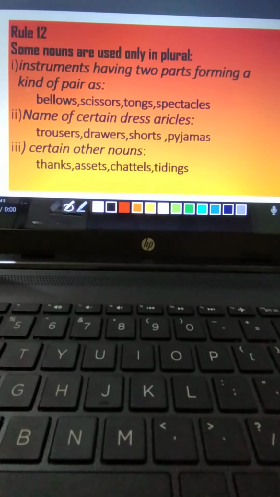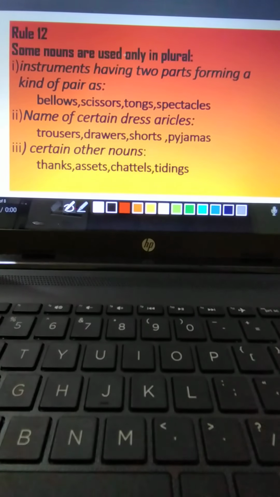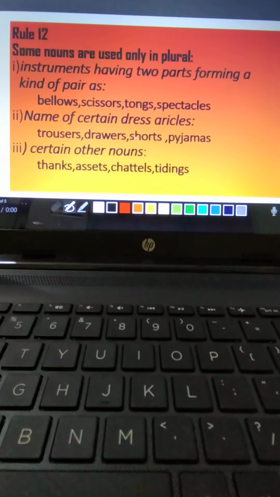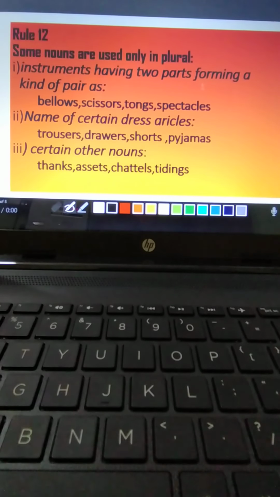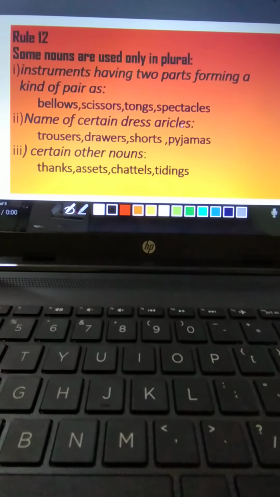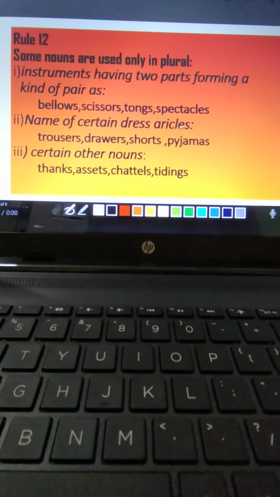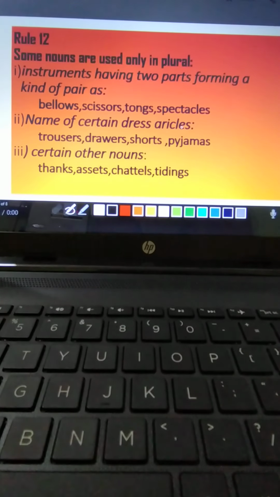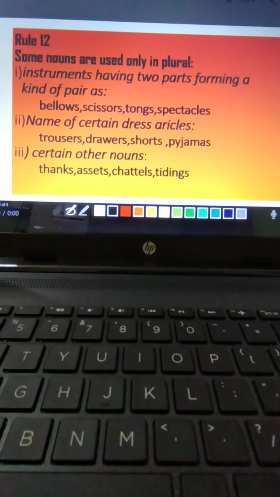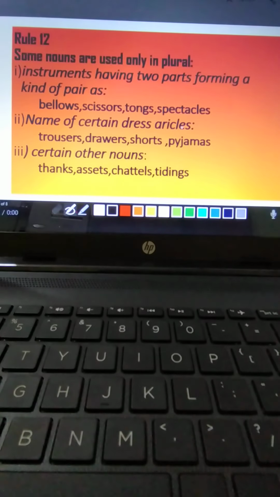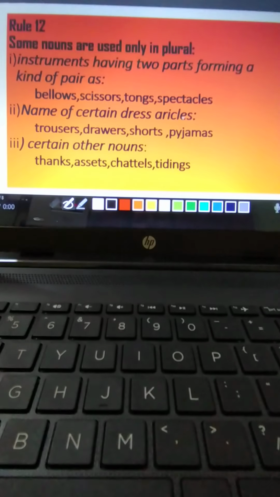In rule number 12, what you need to see is that these are a few words, and many more examples are mentioned in your book. Here are a few examples only, and these are words which are always used in the plural sense. If you are asked to convert a singular noun into plural noun, there is no singular for any of these words that you will convert. You need not do anything because these are only used in the plural sense.